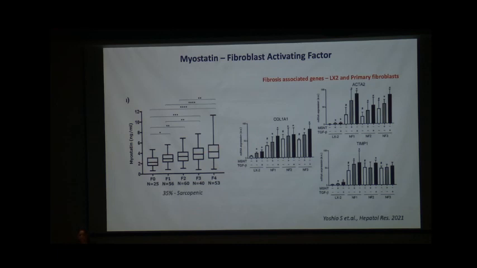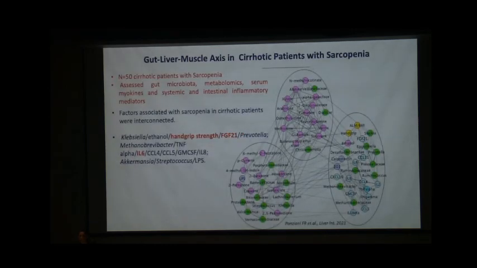In the cell culture system, they took LX2, which is a hepatic stellate cell line, and primary fibroblasts. When they induced myostatin, collagen 1 alpha and all the profibrogenic genes started upregulating. So it was shown that myostatin can directly induce fibrotic genes in the HSC. So this is a very complicated network, but don't feel scared.